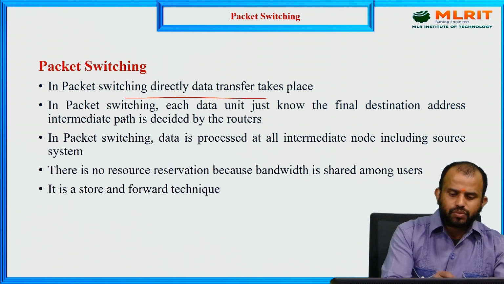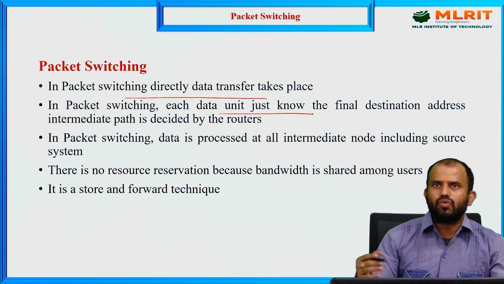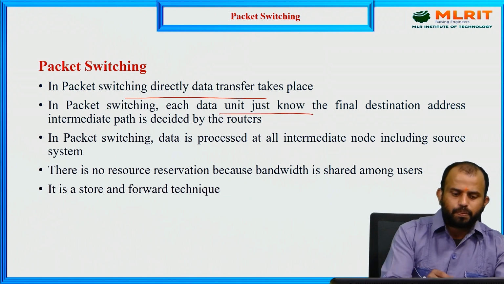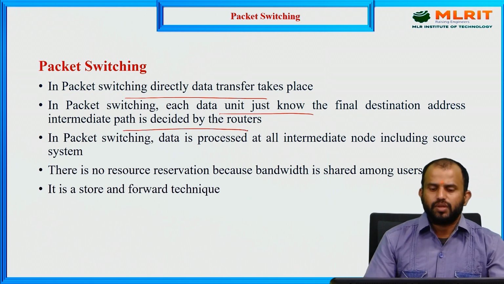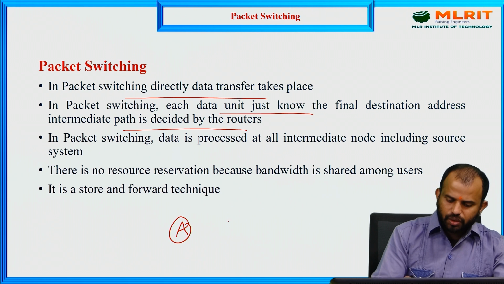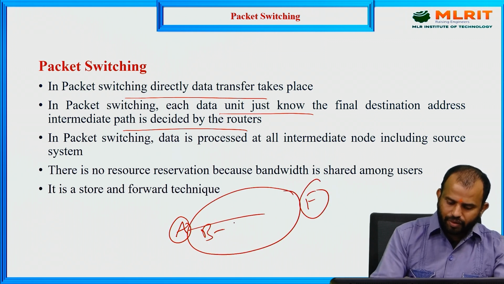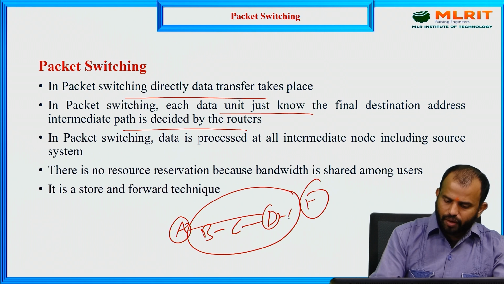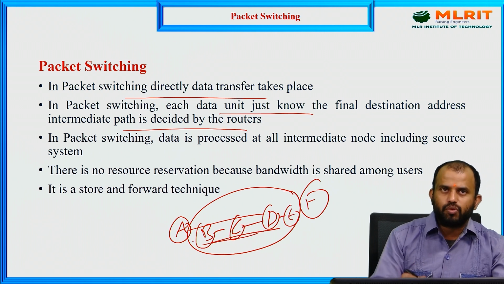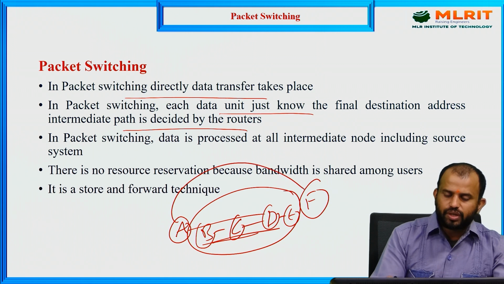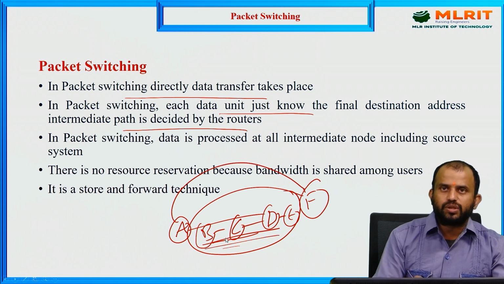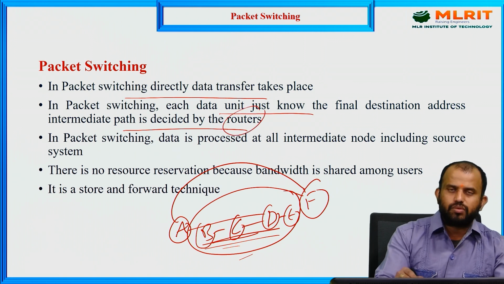In packet switching, each and every data unit just knows the final destination address, and the internet path is decided by the routers. For example, I am transferring information from A to F. Between them we have B, C, D, and E. This path is decided by the routers. Our main motivation is that information is transferred from A to F only. The decision of which path, the shortest path or what kind of path to choose, is made by the routers.